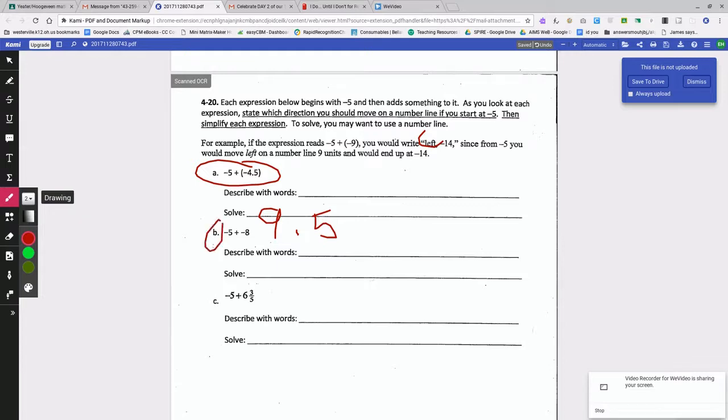And then you just have to do the same for B and C. So hopefully not too complicated tonight. Hopefully you didn't have to listen to me.